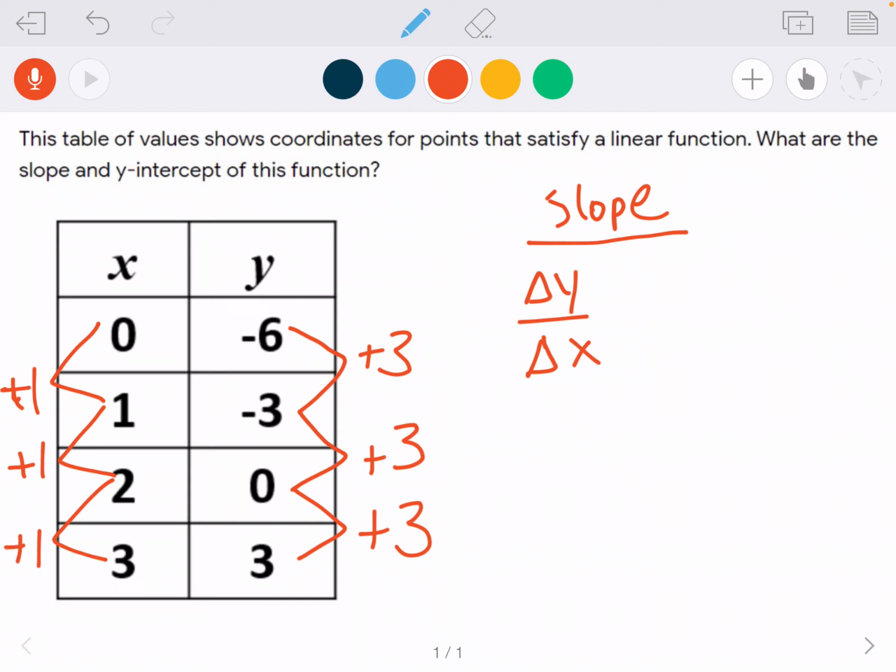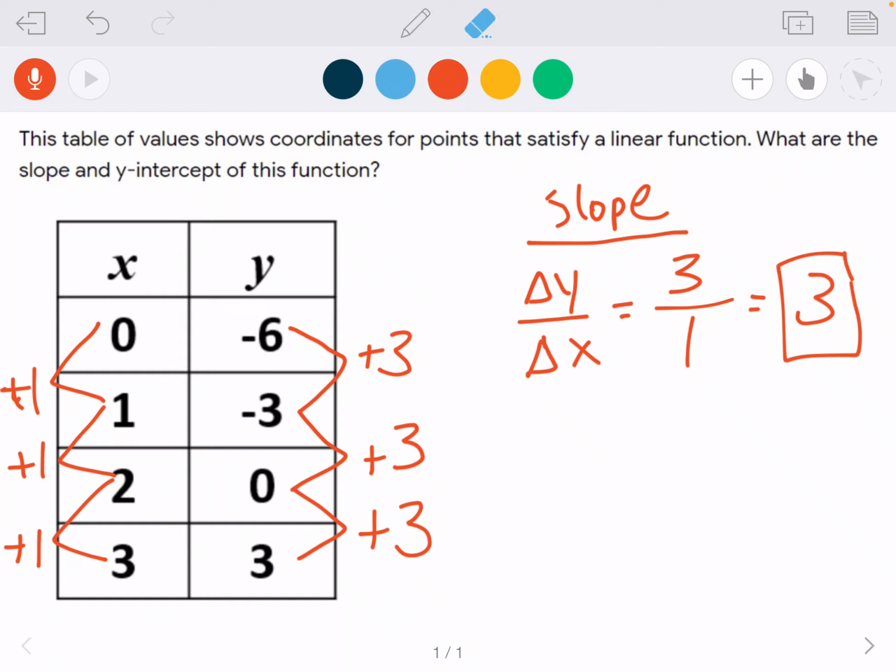So we figured out that the change in y, each one of these little jumps in the table, is going up 3. So that's +3 over our x values. We went up 1 as we're moving down this table, so the change in x is 1. So my slope is 3 over 1, which is just 3.